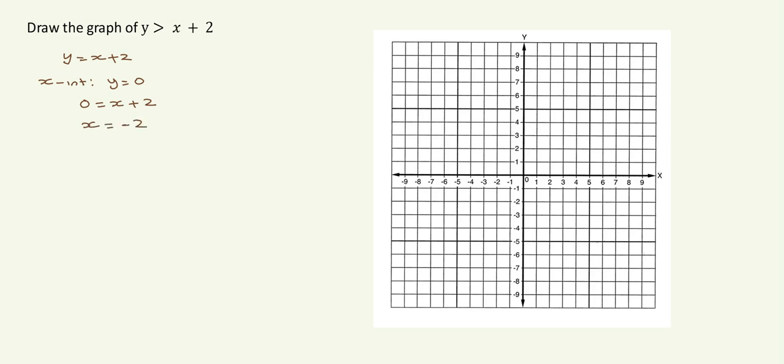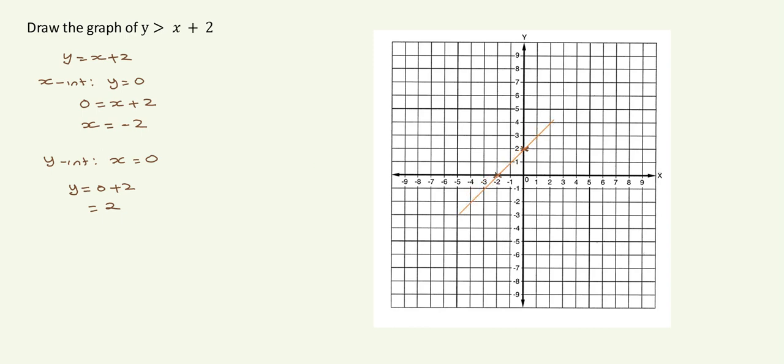So we have at this point x equal to negative 2, and our y-intercept, we have x equal to 0, so y equal to 0 plus 2, which is equal to 2. So we have this as our y-intercept. The next thing we're going to do is to draw a line that joins both together. So we got a line that joins those points together. So that is our line.